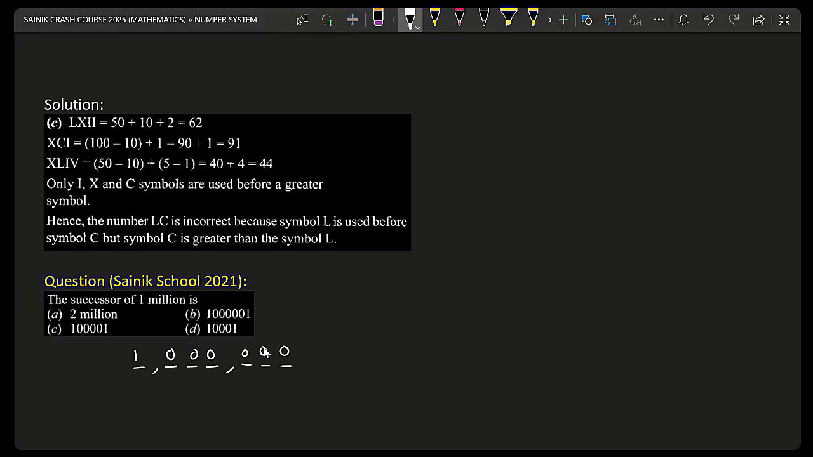So, to find the successor means the next number or the previous number? Next number. So, to get the next number, what should we do? Plus 1. So, add 1. What is the answer? Sir, option B. That is 1 million 1, right? Yes. So, answer B. Very good. You can mute yourself, Pranay. Those who want to copy, you can do it quickly.